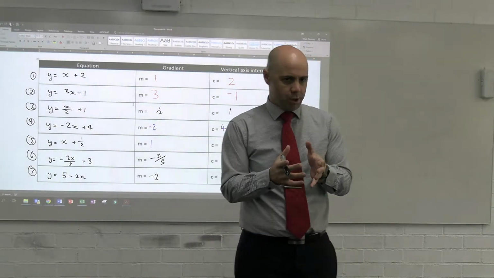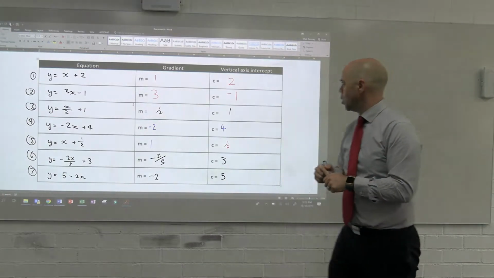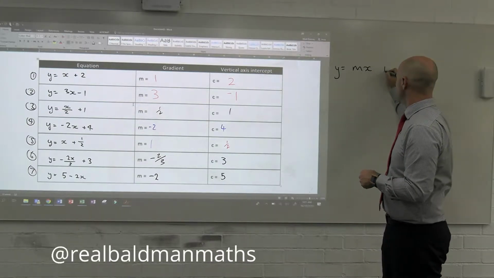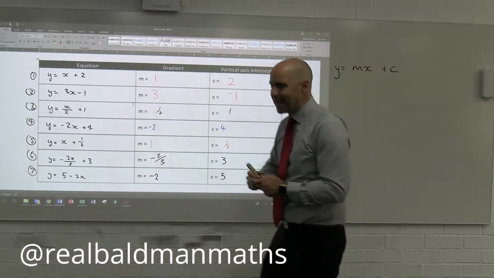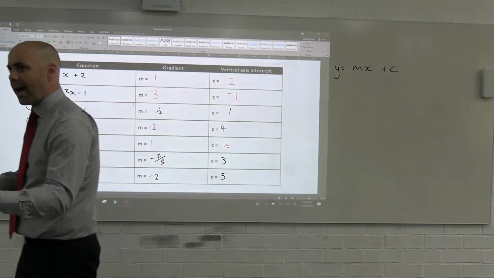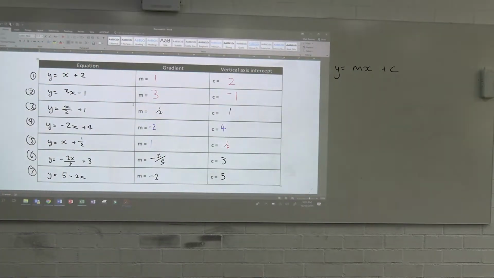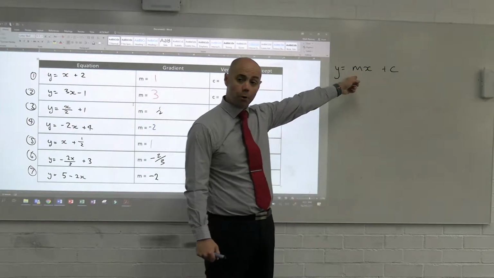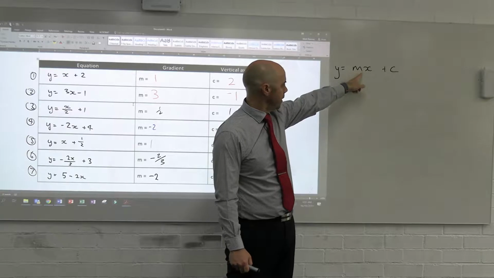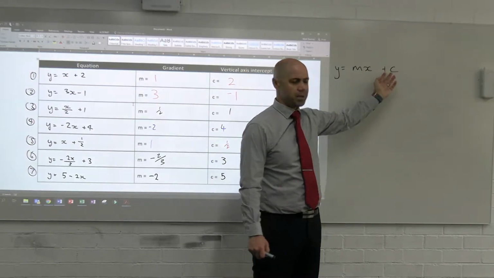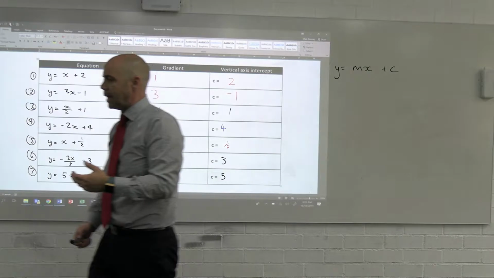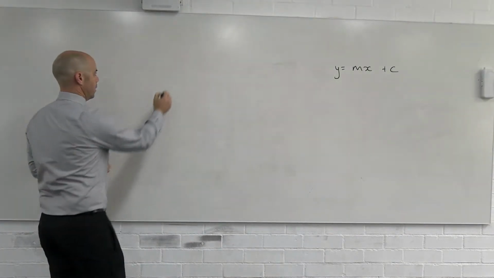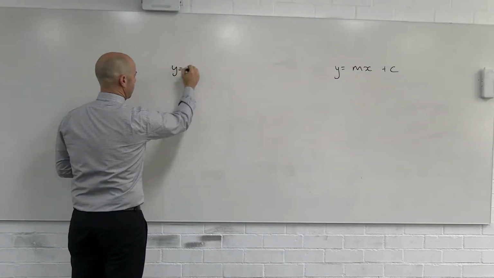In a linear equation, remember a straight line equation, we can write that linear equation in a form that immediately identifies what the gradient and the vertical intercept are. The number that is multiplied by the x, we call that the coefficient of the x. The coefficient of the x is the gradient, and the number that is added or subtracted at the end is the intercept immediately.